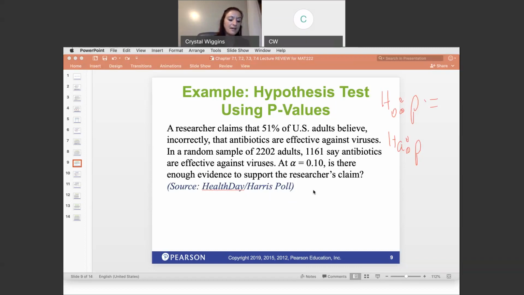Now, remember that we don't put percents in hypotheses, we put the proportion. So just translate the 51% into a proportion, 0.51. The opposite of an equal sign is a not equal to. So we're saying that the researcher's claim is not believable if the proportion is less or more, and specifically significantly less or more. Now the sample size is 2,202, so that's n.